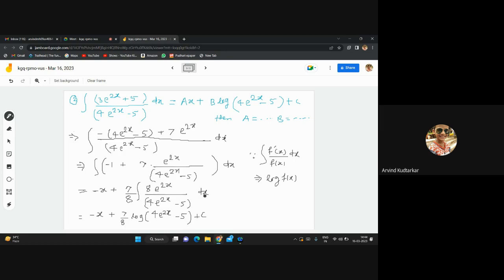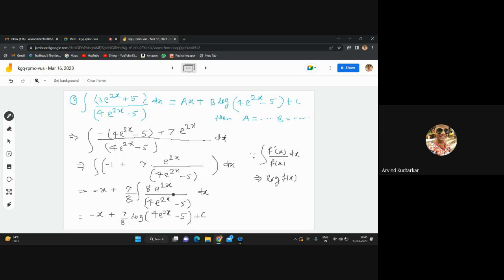Okay, now this was the solution of the integral, but in this example they asked us to find the coefficients of the variable quantities. So what is the coefficient of x? A. And what is the coefficient of log of 4 into e raised to 2x minus pi? B. That means you have to find the coefficients of the variable terms. So what will be the coefficient of x?